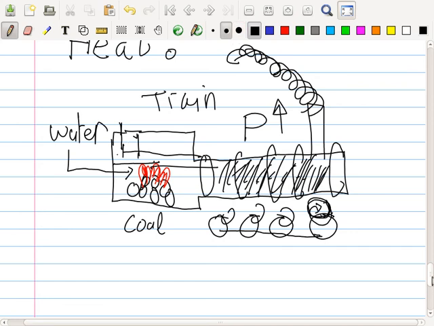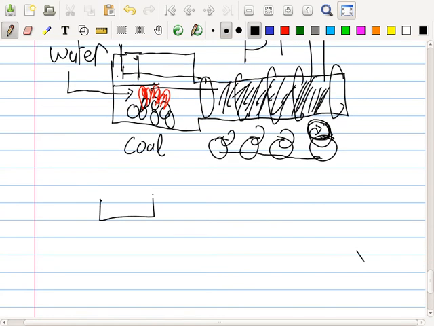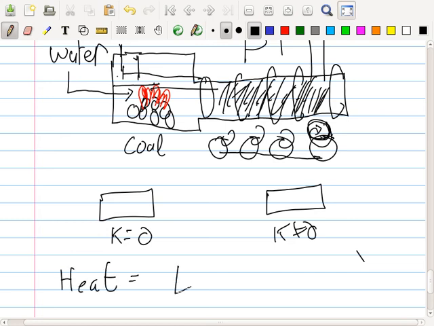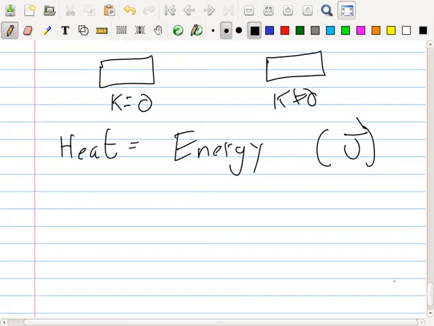Now, if you think about it, the train is at rest. So what's its kinetic energy? Zero. And then later the train is moving, so kinetic energy is not zero. So where did this energy come from? It came from the heat, from the fire. And this gives us the idea of heat. Heat is actually an energy, so the unit is joules. Heat is an energy and the unit is joules.